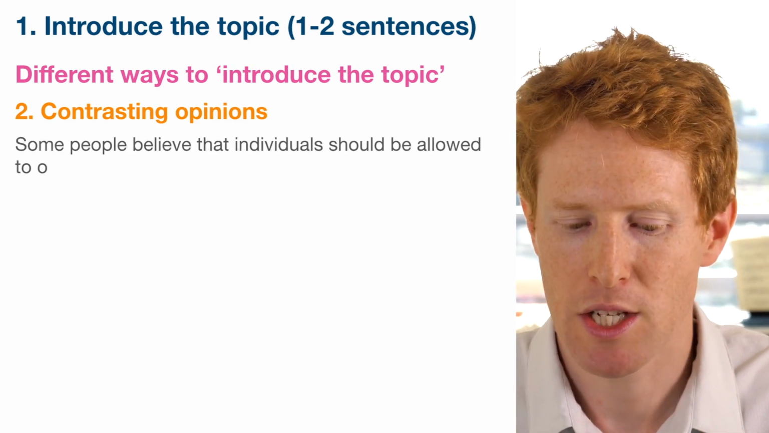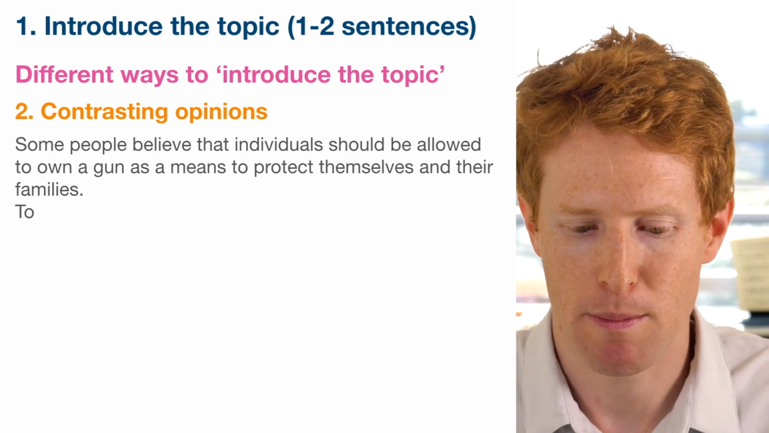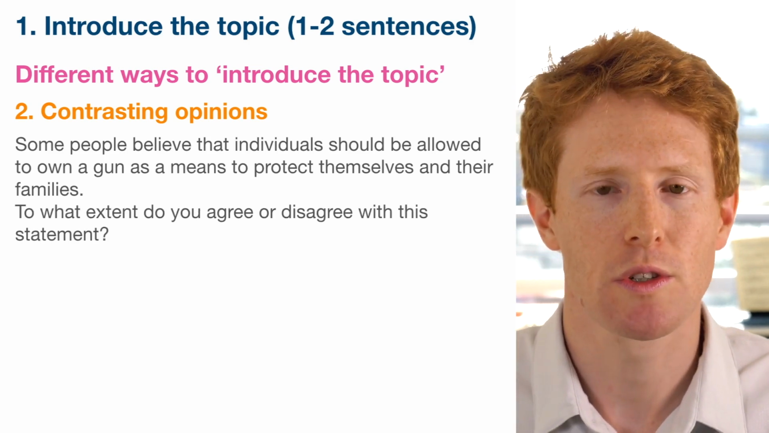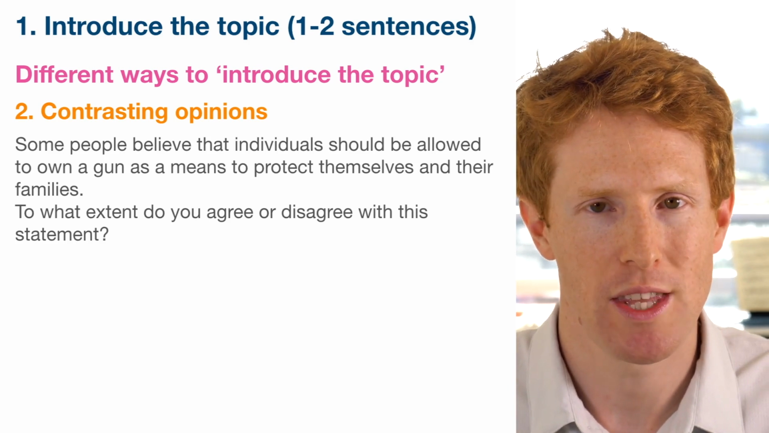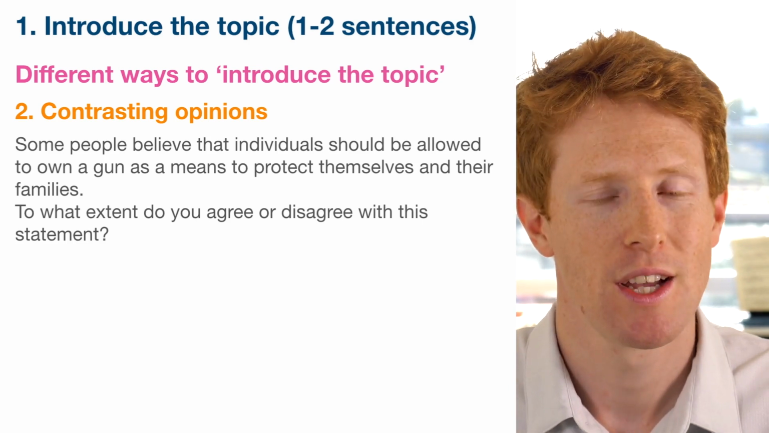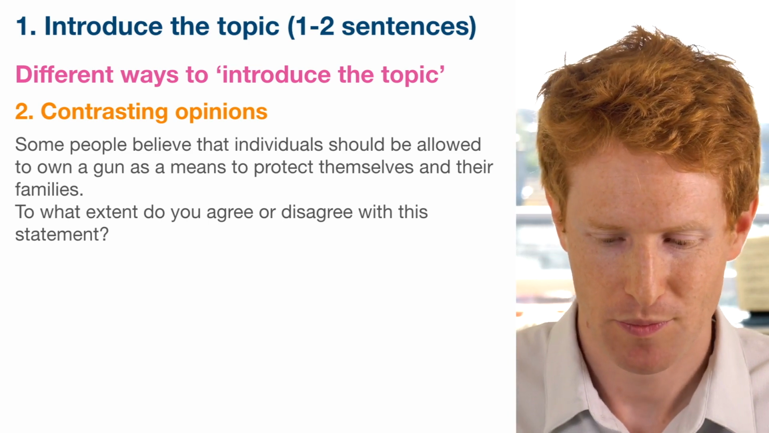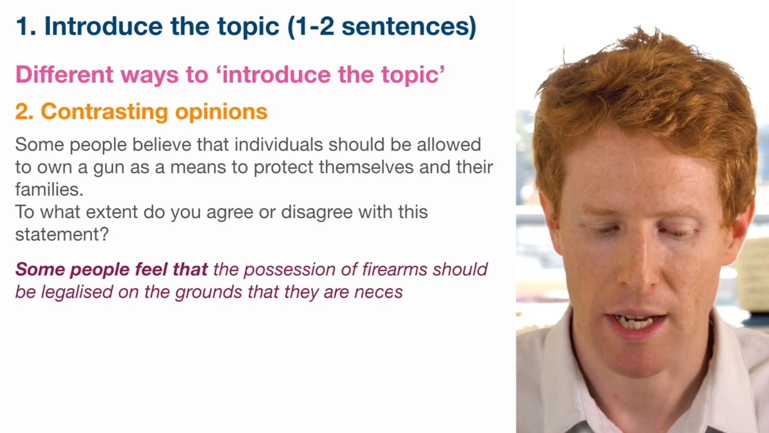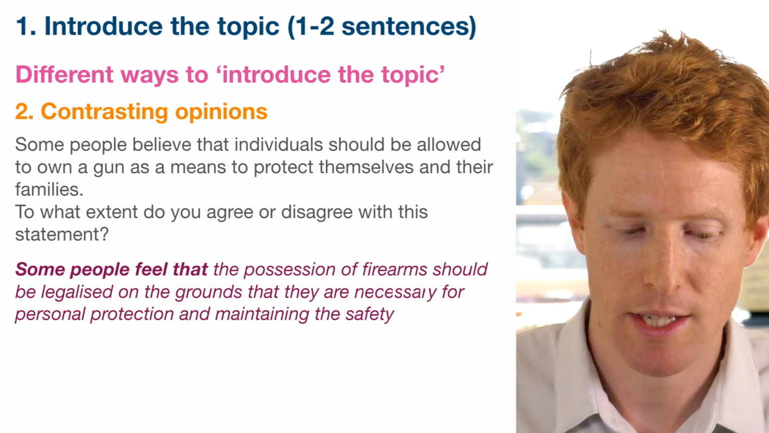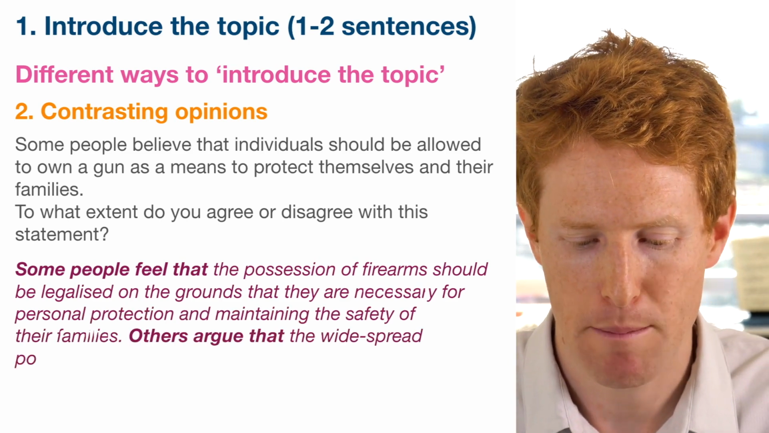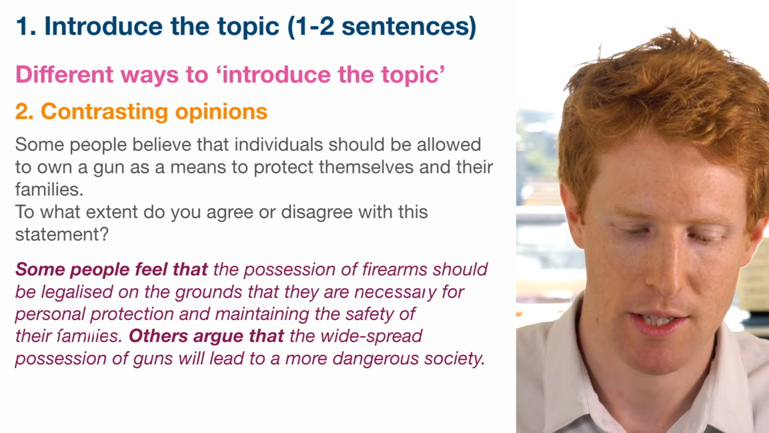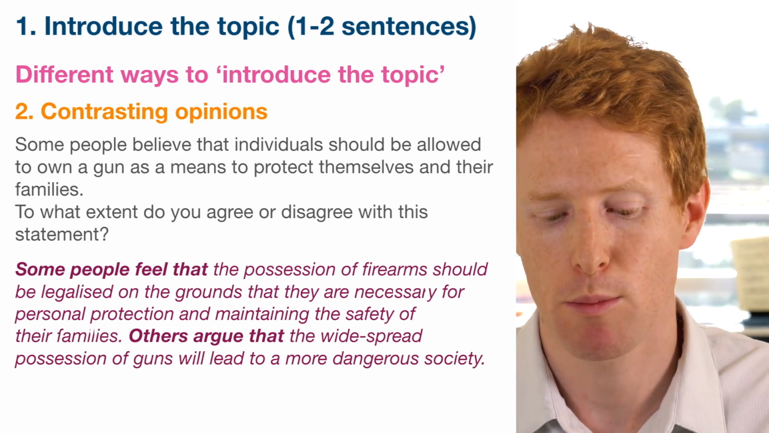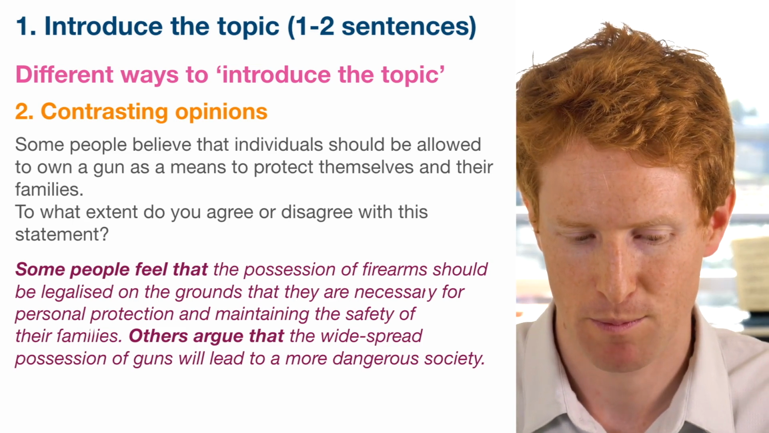Some people believe that individuals should be allowed to own a gun as a means to protect themselves and their families. To what extent do you agree or disagree with this statement? Okay, let's write our introduction. Some people feel that the possession of firearms should be legalized on the grounds that they are necessary for personal protection and maintaining the safety of their families. Others argue that widespread possession of guns will lead to a more dangerous society.